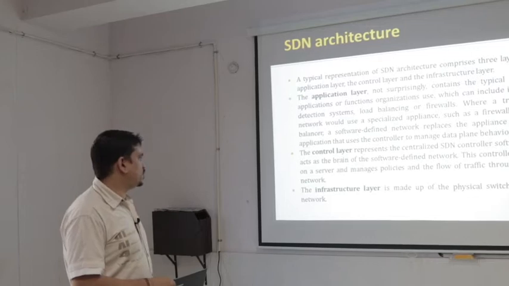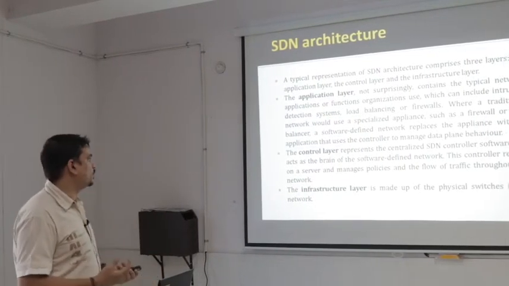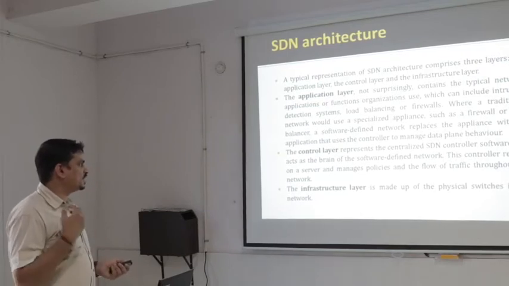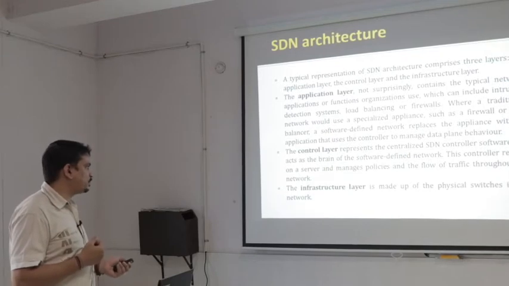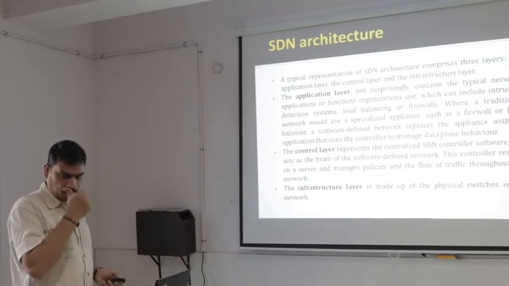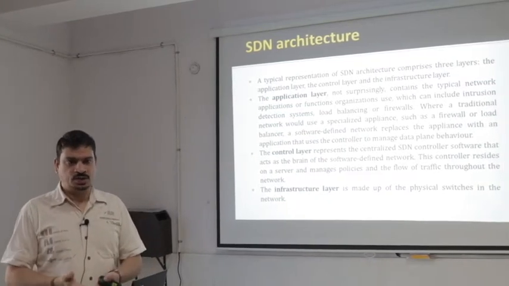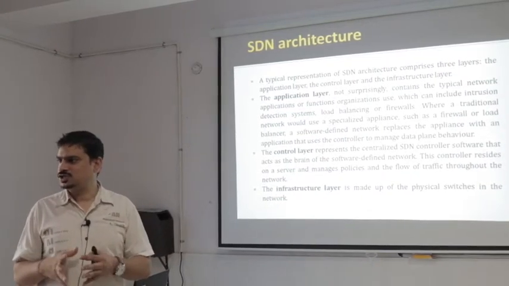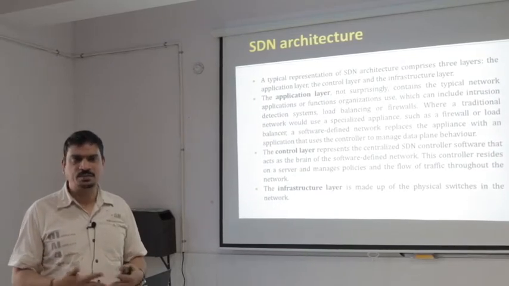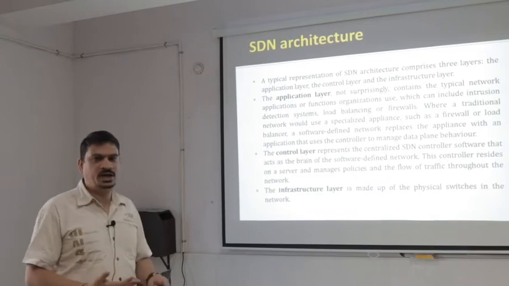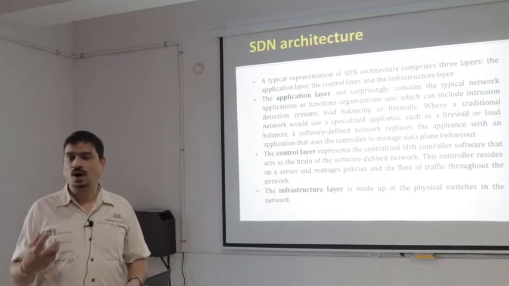Then there is a control layer. So what will the control layer do? The control layer represents the centralized software defined network controller software that acts as the brain of the software defined network. So in the control layer, we have the actual controller or actual software which is used in the controller and works as a brain. What do you mean by a brain? Brain means it can think. So how can it think?